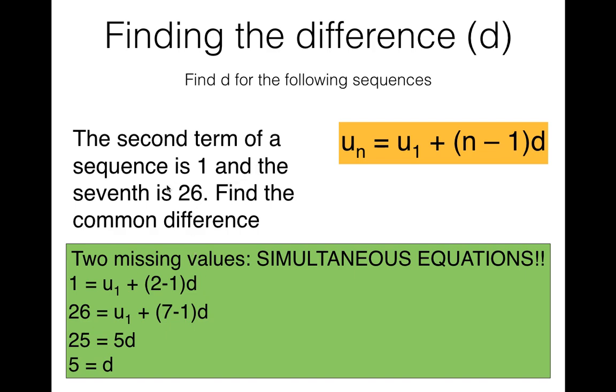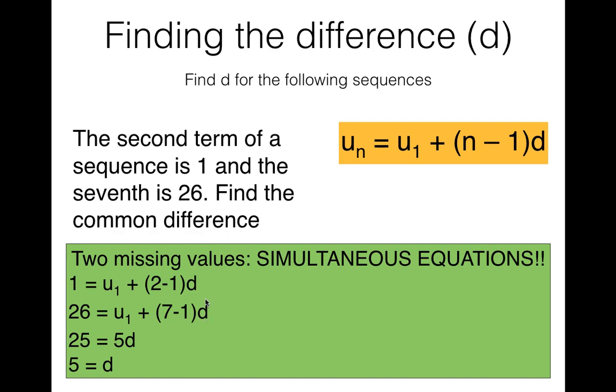I also know that the 7th term is 26. So I'm going to put in 26 here equals U1 plus 7 minus 1, D. So I end up with 1 equals U1 plus 1D, and 26 equals U1 plus 6D.